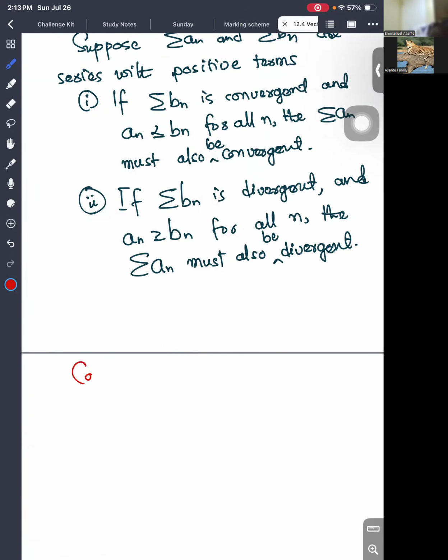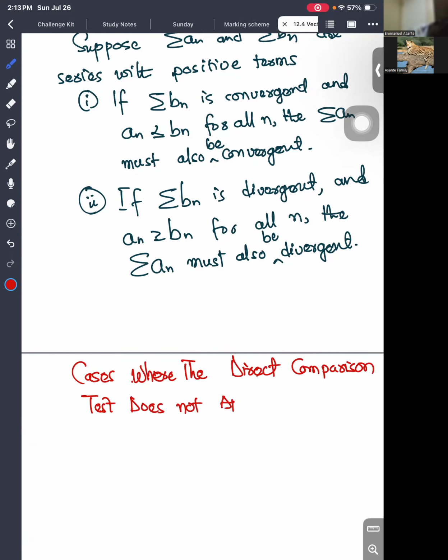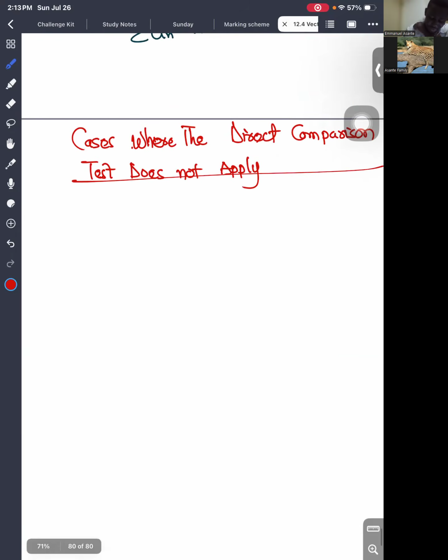Well, let's take some cases where it does not apply. So cases where the direct comparison test does not apply.